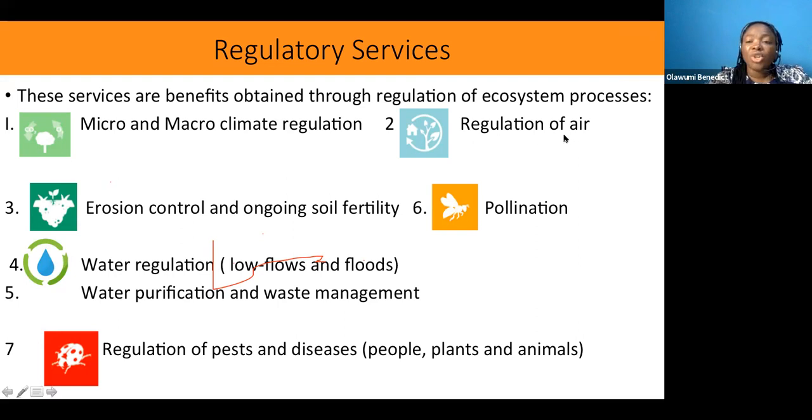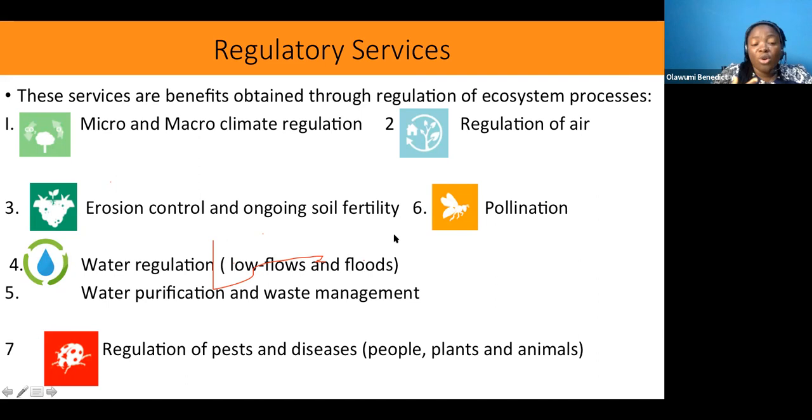Then we have the regulation of air quality. The air quality is being regulated now. So what are these services or benefits obtained when we regulate the air quality? These are trees and other plants. They play an important part in regulating the air quality.